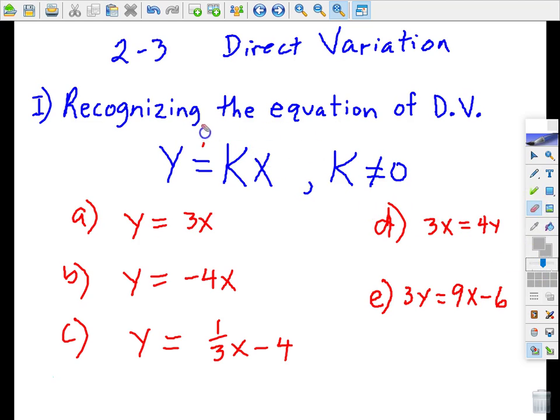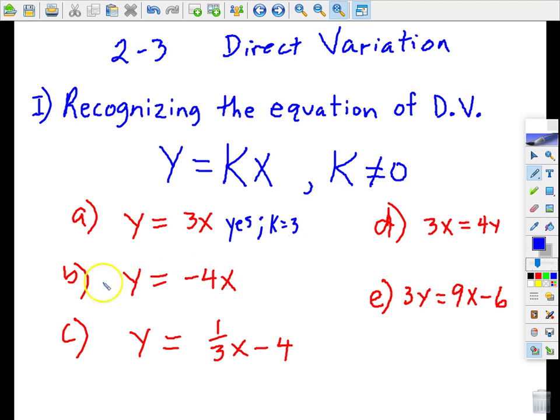All right, so let's just take a look at some examples here. Do these equations represent direct variation? Well, letter A obviously does. It's very much like this. It's solved for y. The y-intercept is 0. k is not 0. So it meets all the criteria. So we're going to say yes. And then we're going to go another step and identify what this constant of variation is. And we would say that it's 3.